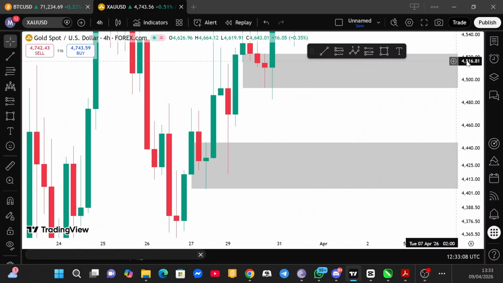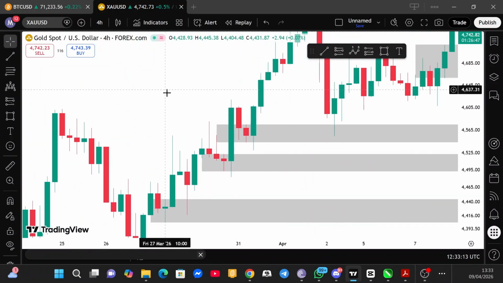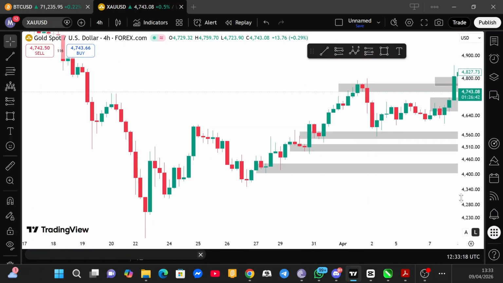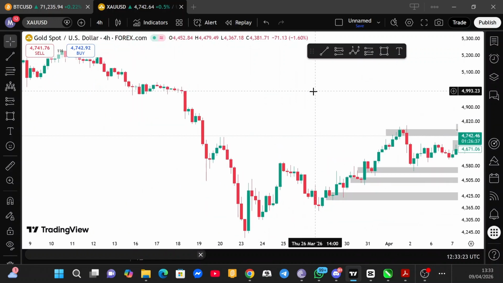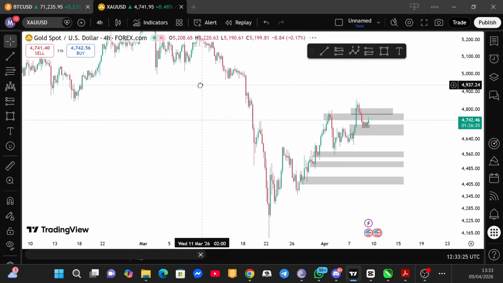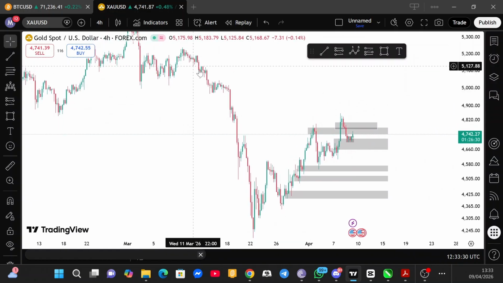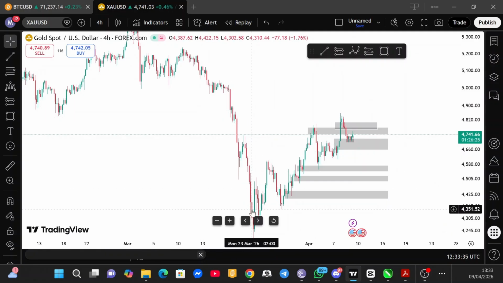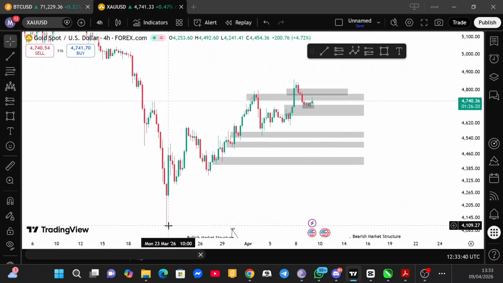So let's move to the gold chart. This is XAU USD. This is the 4 hours time frame. Now let us identify the trend of the market from the 4 hours time frame. Now in the 4 hours time frame, you will realize that the market was bearish from this point. We see a bearish trend from this point, a bearish trend from this point, and then the market got to this level and then began to create a pattern.